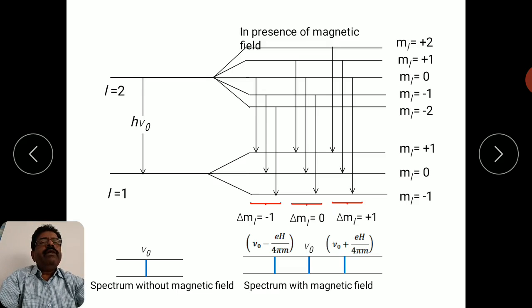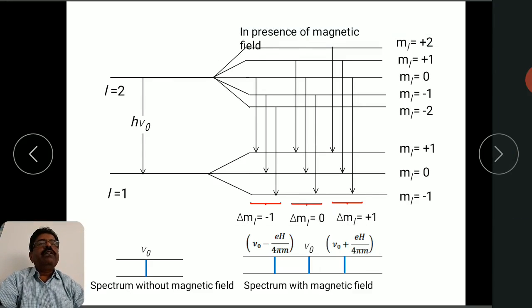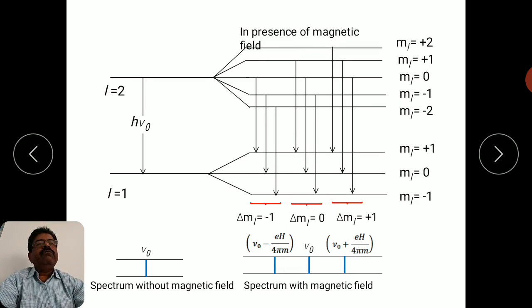Now there can be further transitions. In presence of a magnetic field, you cannot say directly, as in the case with no magnetic field, that the transition is from the level L is equal to 2 to L is equal to 1. Here there can be sub levels, 5 sub levels here and 3 sub levels here. The transition among these sub levels has to be considered with the selection rule: delta ml is equal to 0, delta ml is equal to plus 1, or delta ml is equal to minus 1. This selection rule must be followed while considering any of these transitions.